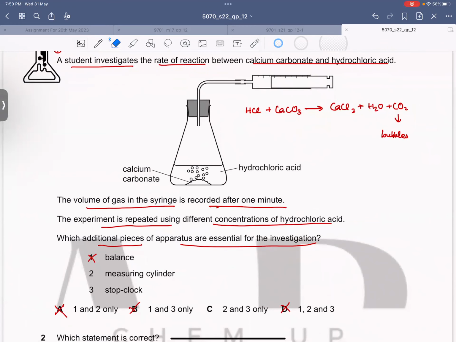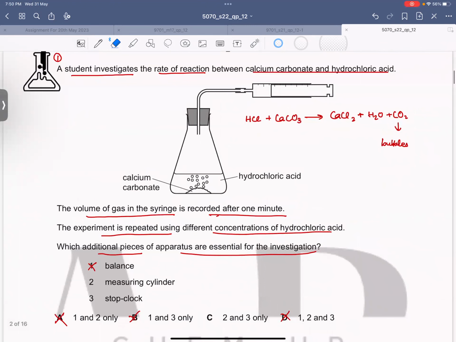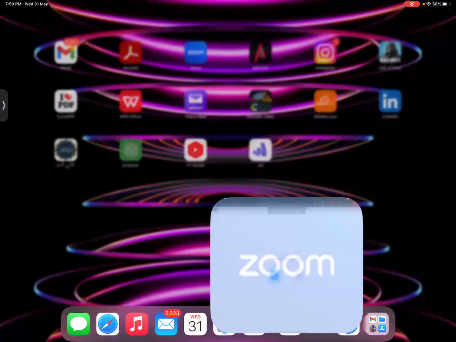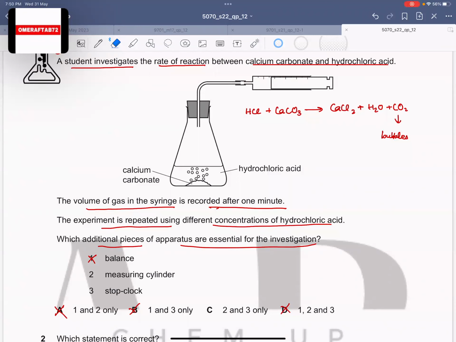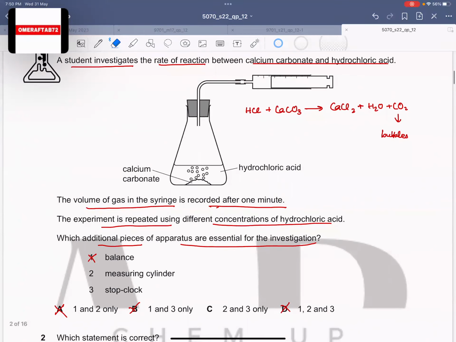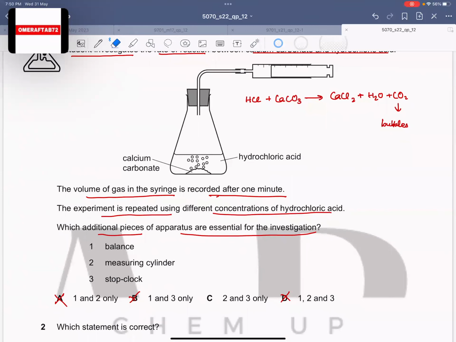No, 1 minute. I think a balance is also needed because we are using calcium carbonate and we are investigating the rate. So we need an equal mass of calcium carbonate every time. To weigh the mass of calcium carbonate, we must have the balance. We have to rethink the options. So a balance is needed every time.